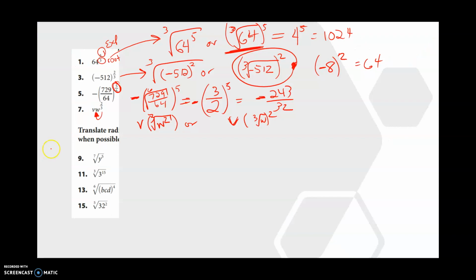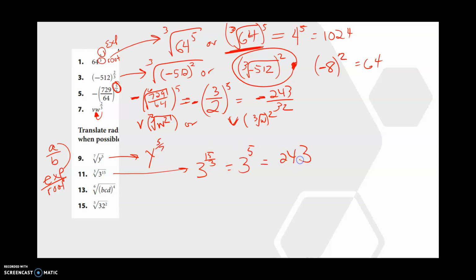So again, if we have a fractional exponent, actually I should write it like this. We know that the exponent for whatever is in the numerator, the root is in the denominator. So this thing becomes y to the 5 over 7. Right? Okay. This one becomes 3 to the 15 over 3. Well, what does that simplify to? 3 to the 5th, which equals 243.